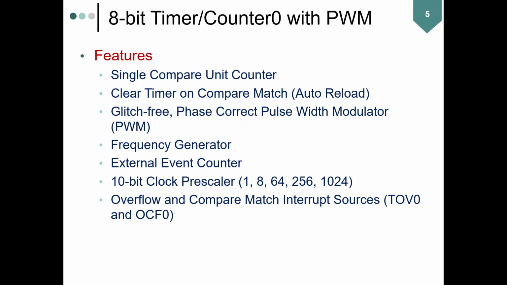Then compare match interrupt sources. That means that instead of fully going from 0 to 255, suppose your application dictates that your time delay will be over once it has counted only up to 200. So you have that capability that once it has counted up to 200, it is going to generate an interrupt once the count to 200 is complete. So it has two different types of interrupt. One is the overflow, the other is the output compare or the compare match interrupt.